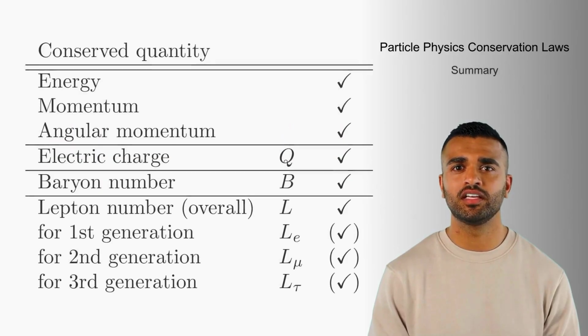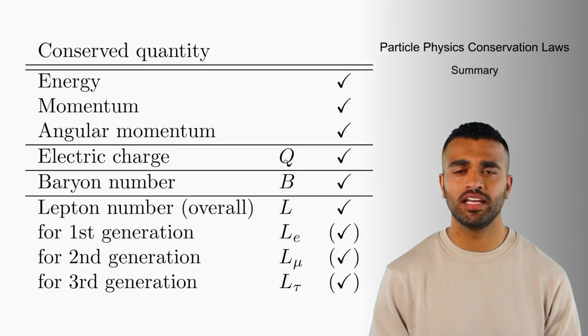We discussed various conservation laws where energy, momentum, angular momentum, and electric charge are conserved also in particle physics. We learned about the baryon number and lepton numbers, which are overall conserved. Lepton numbers are even conserved for each generation separately, except for long-distance experiments with the phenomenon of neutrino oscillations.